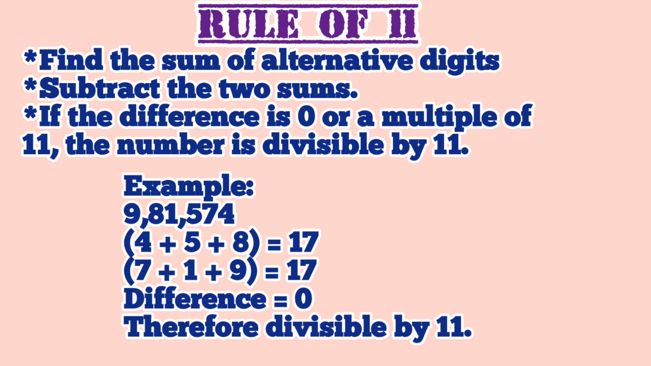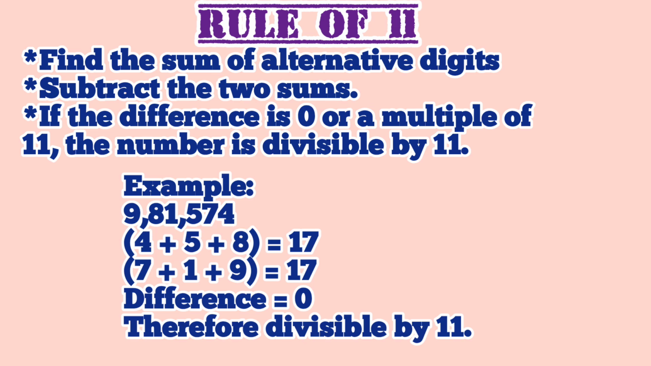I have taken the number 9,81,574. Okay, as the first step, I am going to add the alternate digits. From the last digit I take 4. Last digit, what is the last digit? 4. Then I leave 7 because I am going to add the alternate digits. I leave 7 and I take 5. I leave 1 and I take 8. 4 plus 5 plus 8 is equal to 17.